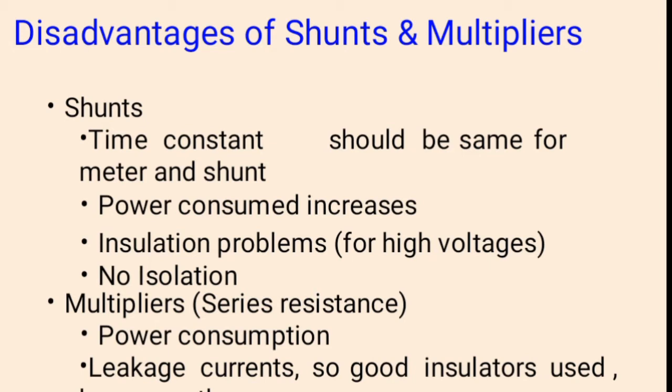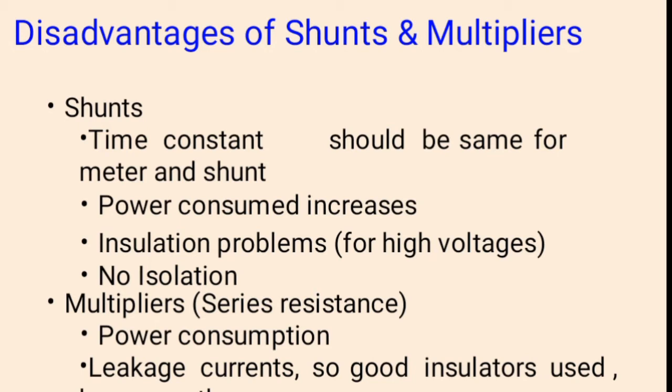For shunts, the time constant should be the same for meter and shunt. Disadvantage of shunts: if you see, power consumed increases if you use a shunt in parallel with the ammeter. Insulation problems for high voltages. These are the disadvantages of shunts.